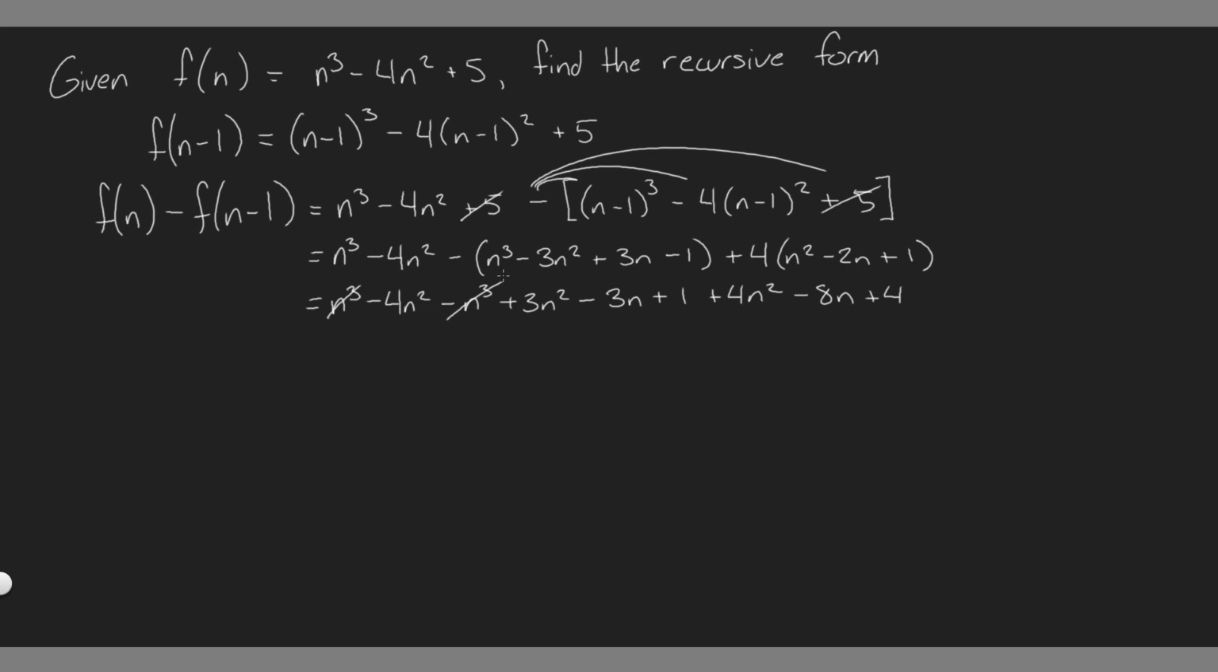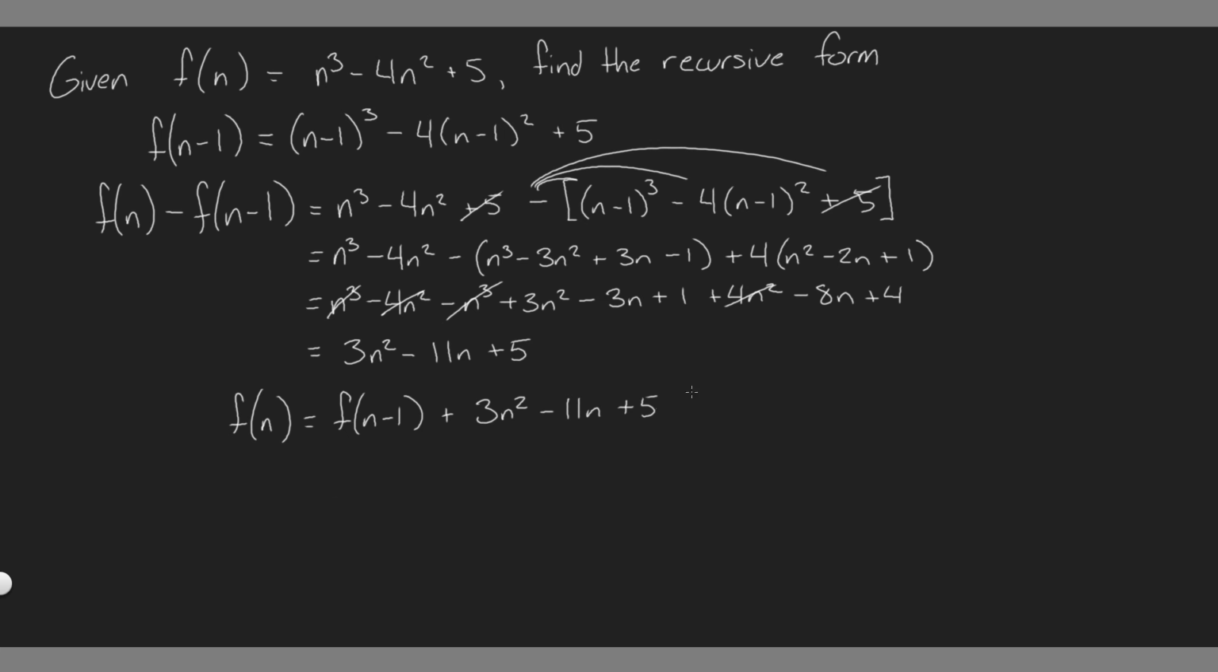So we can go ahead and cancel out a couple of these terms. This will cancel out with this. This will cancel out with this. And from there we can just reduce down what's left. So we end up with 3n squared minus 11n plus 5. So from here, to get the recursive form, all we need to do is add back in the previous case to this side. So we end up with f of n is equal to f of n minus 1 plus 3n squared minus 11n plus 5.